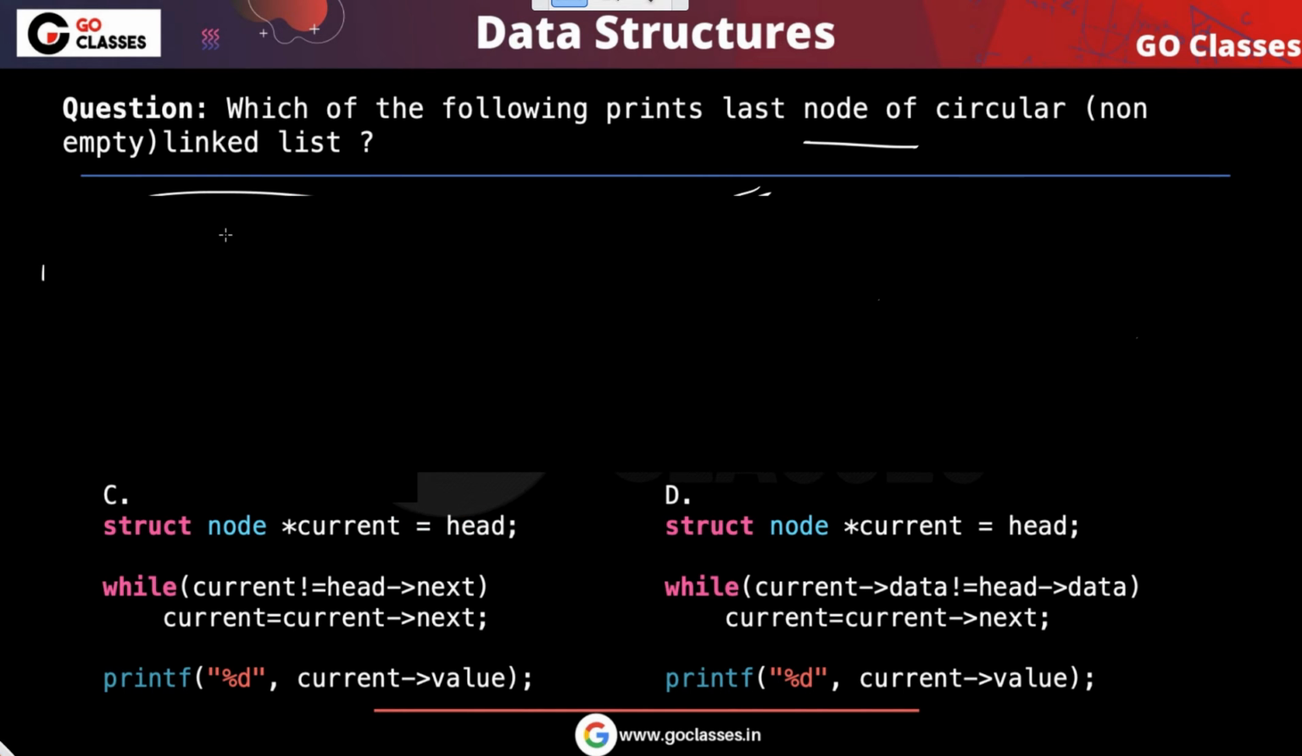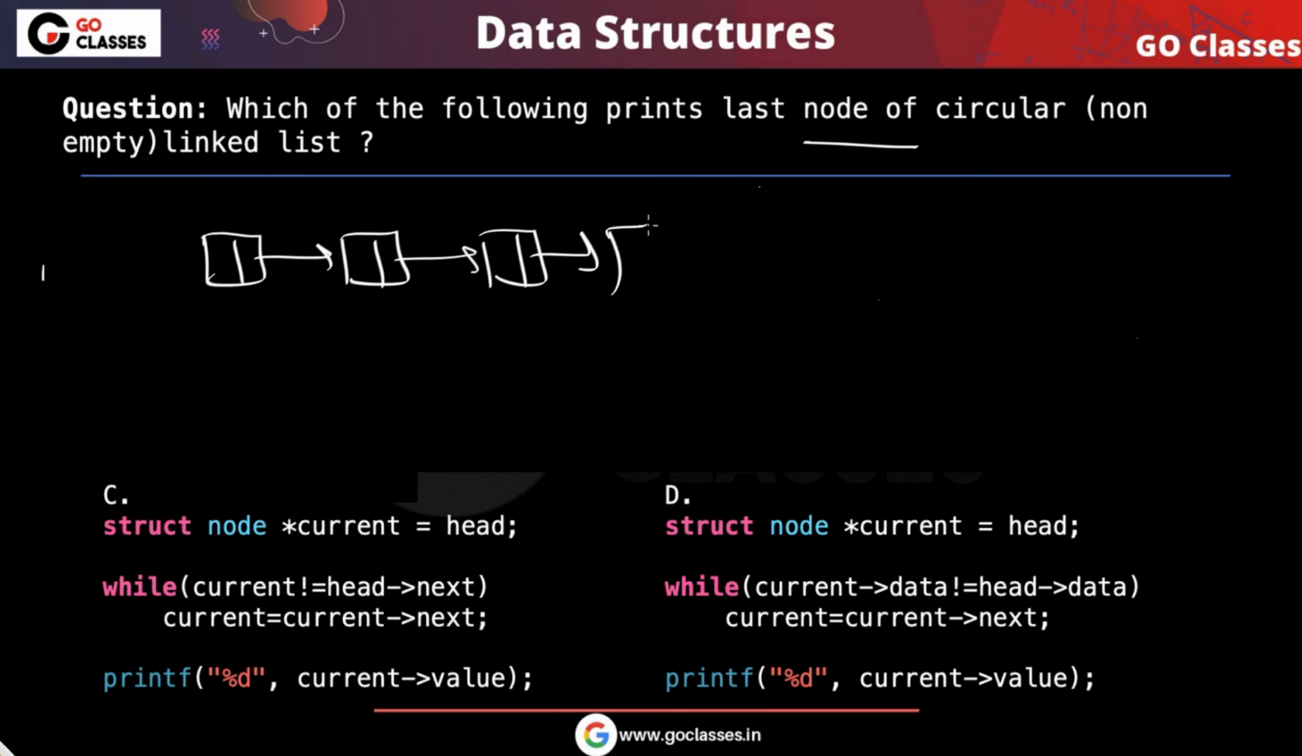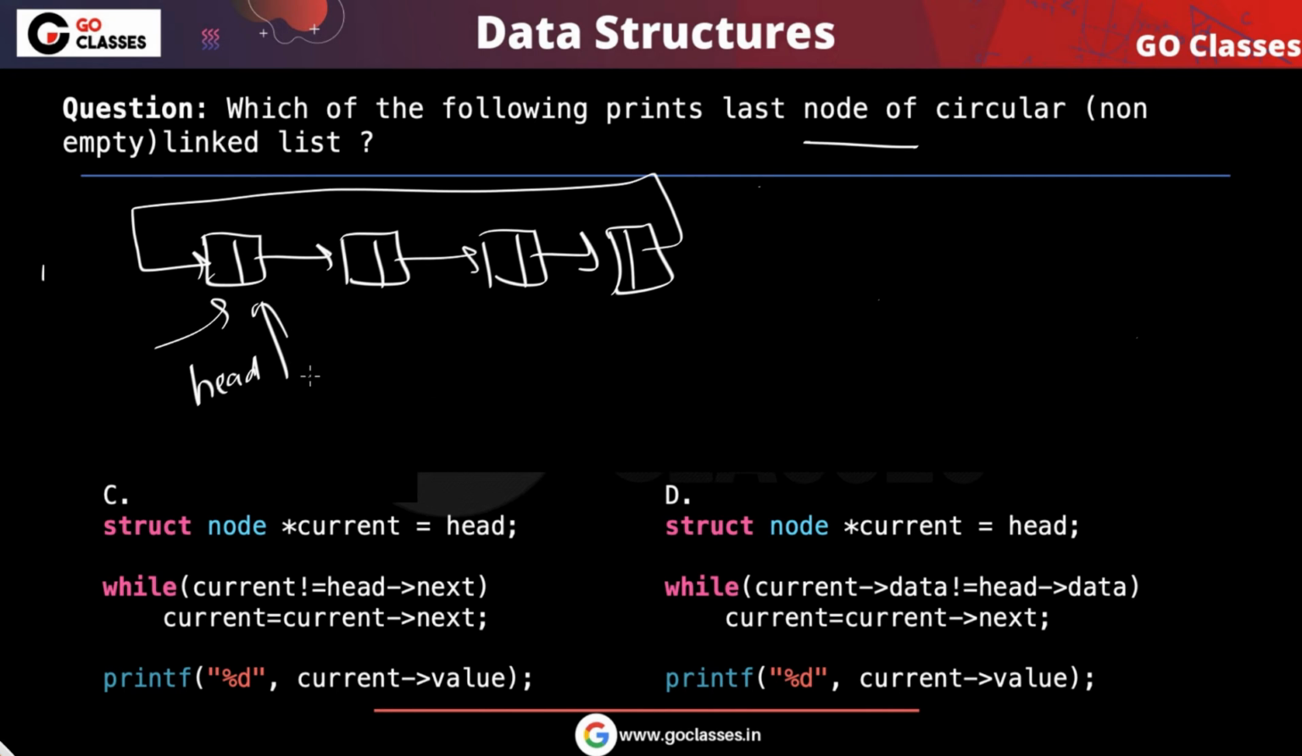You do not need to run the code or anything else. Okay, so in C option, what do we have? We have some code like this. So let me make a linked list and let me check whether it is working on multiple nodes or not. Head is pointing here and current will also point here because of this line, which is saying let this current point to whatever head is pointing to.